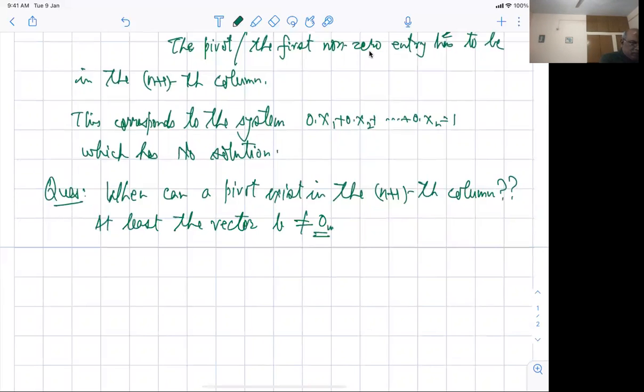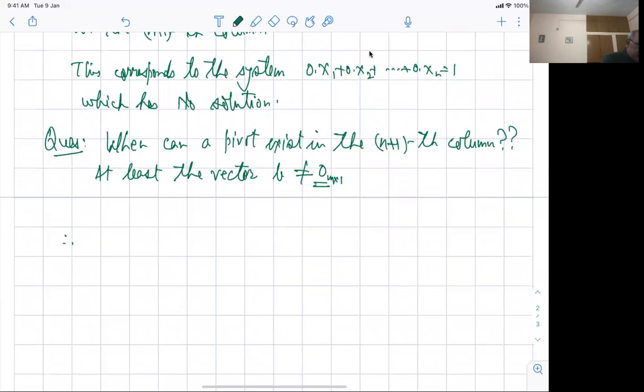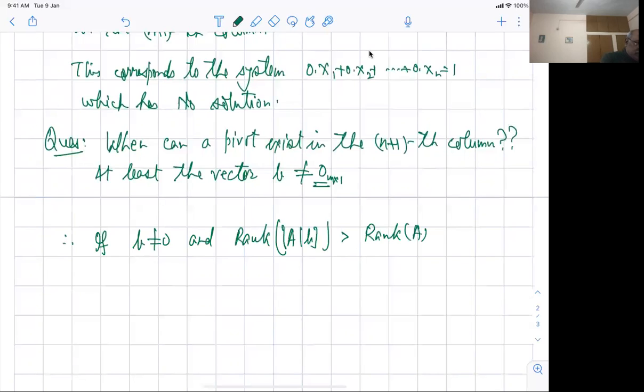0 here is of size m cross 1. b has to be different from 0, because if it is 0, then whatever row operations I use, I cannot make it a non-zero vector. So what we are saying is that if b is not equal to 0 and the rank of the augmented matrix is greater than the rank of the coefficient matrix, then the system Ax = b has no solution.